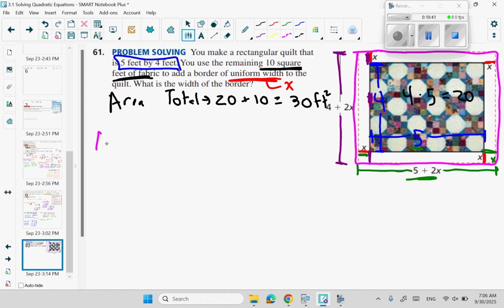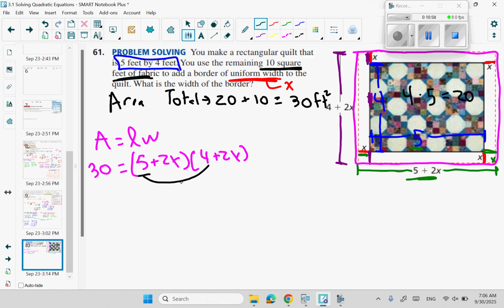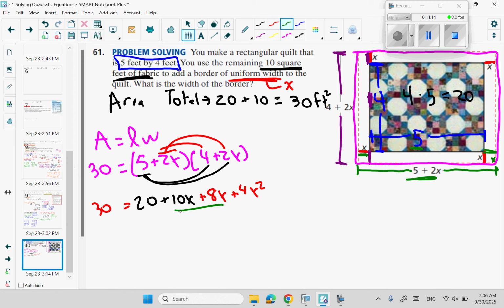Well, we also know that area equals length times width. So we get 30 equals the new length, 5 plus 2x, and the new width of 4 plus 2x. And we can start by foiling. 5 times 4 is 20. 5 times 2x would be 10x. 2x times 4 would be 8x. 2x times 2x would be 4x squared equals 30. We can combine like terms, so we get 4x squared plus 18x plus 20.